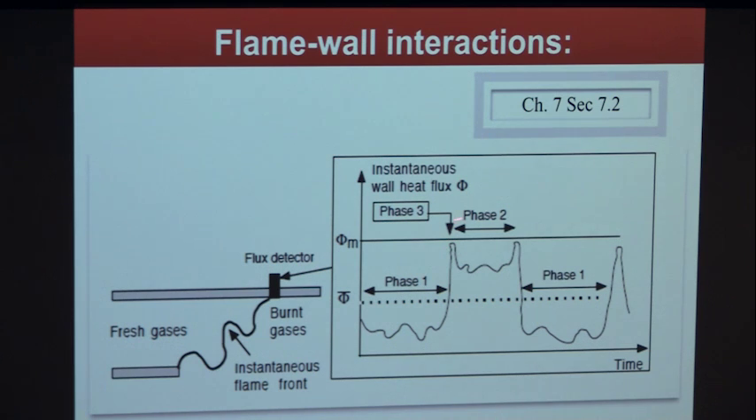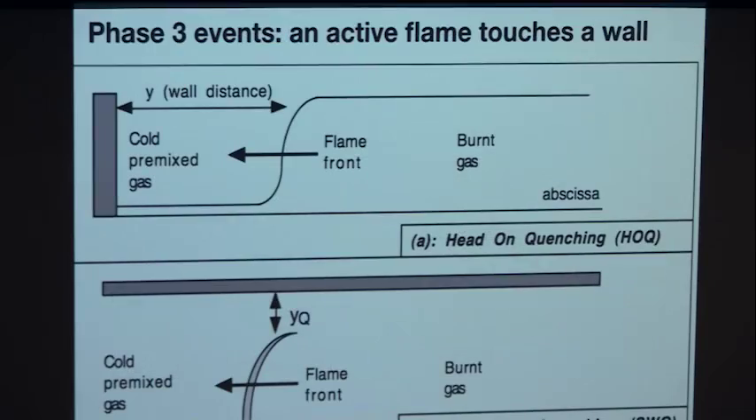When we talk about orders of magnitude, you have to remember that the fluxes we reach in the flame are of the order of what you get in a nuclear power plant. We're talking about 1 megawatt per square meter. Fortunately, it doesn't last long, but it's a huge flux.